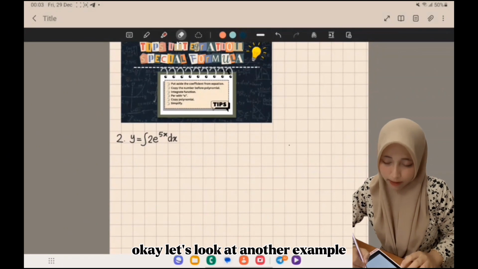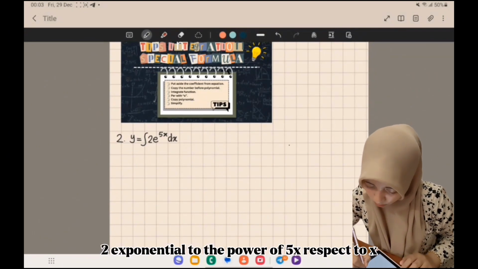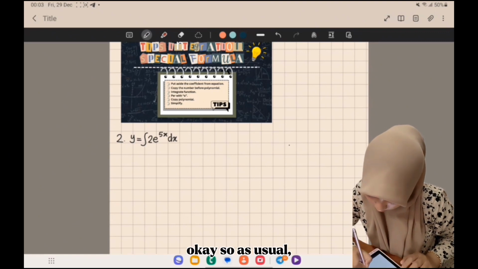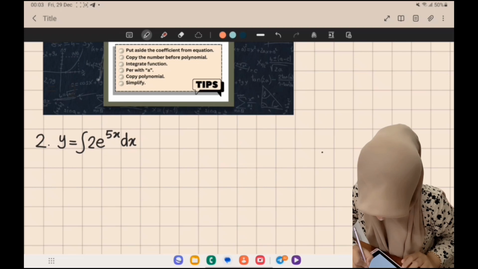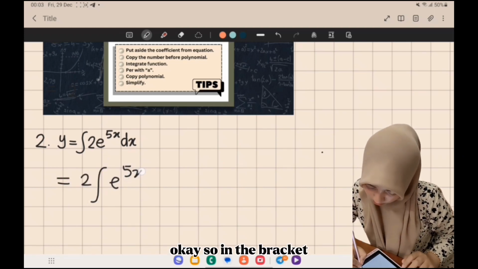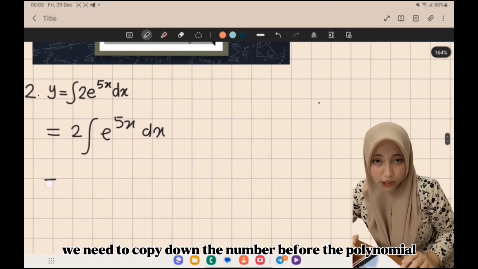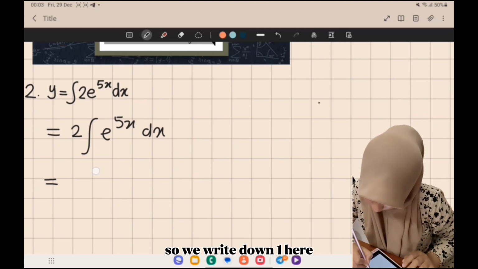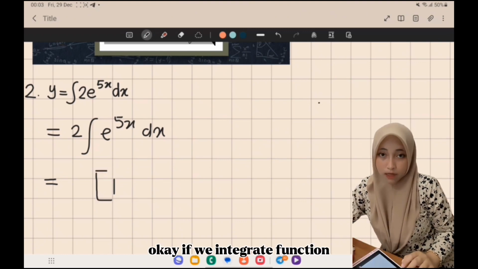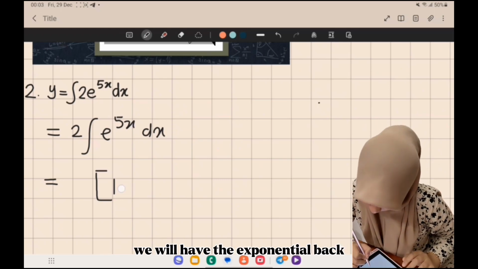Let's look at another example. Here we need to integrate 2 exponential to the power of 5x with respect to x. As usual, we can take out the coefficient, which is 2. In the bracket, we need to copy down the number before the polynomial. But here there is only the exponential, so we write down 1 here. If we integrate the function, we will have the exponential back.